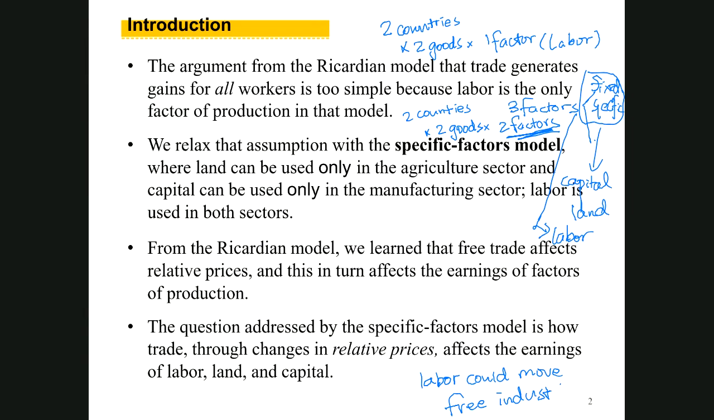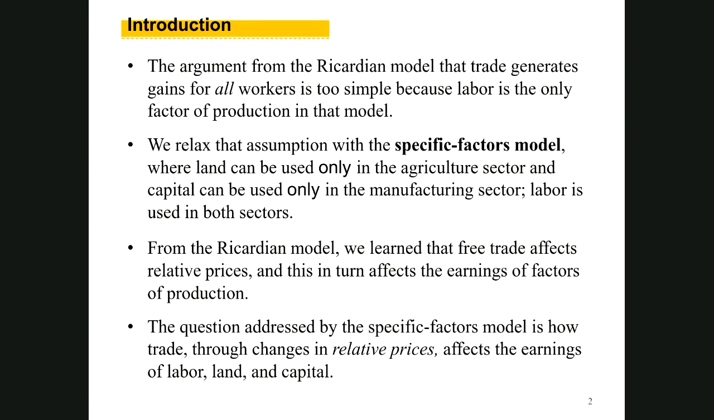So this assumption in the Ricardian model still carries on. What we have more is two specific factors. One is called capital and one is called land. That's it. Okay, go back to the slides.